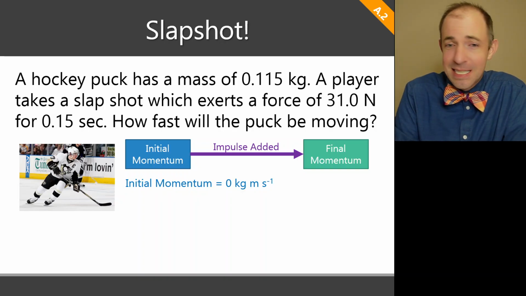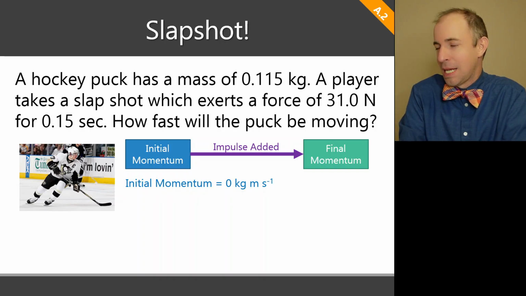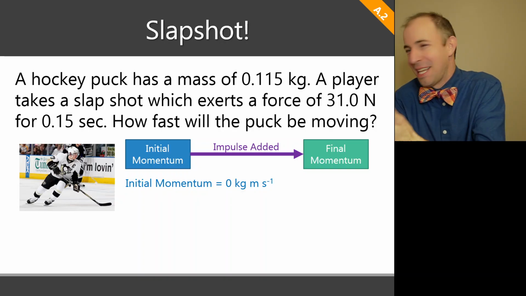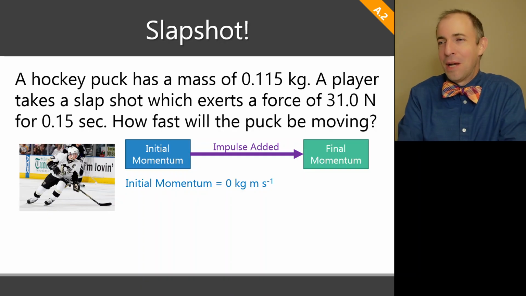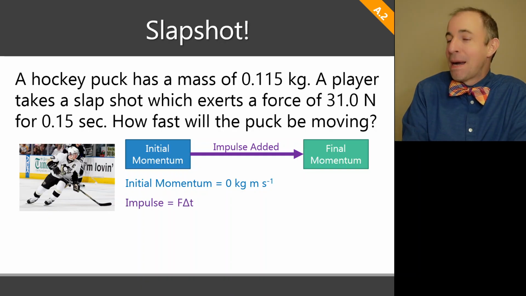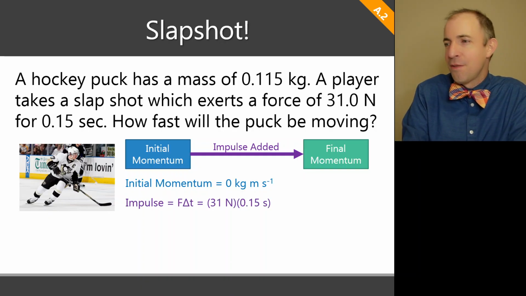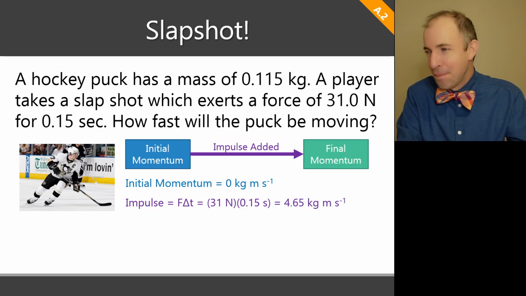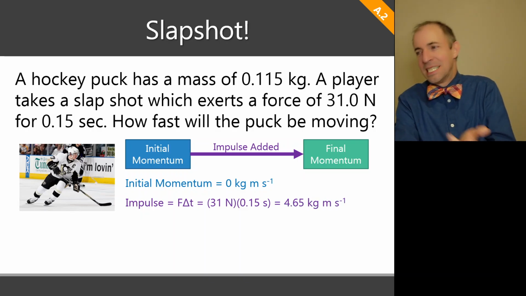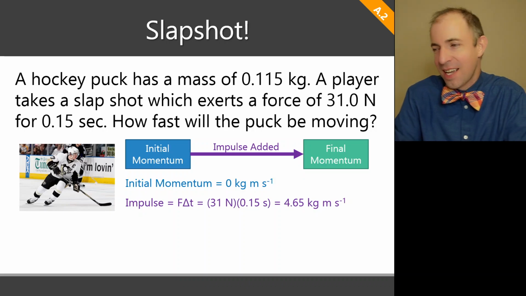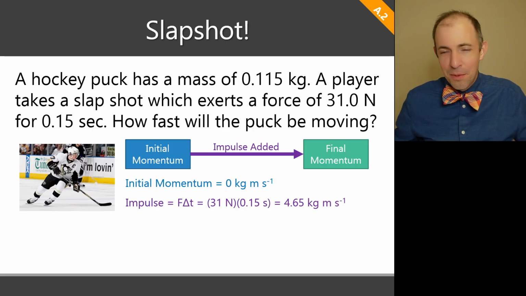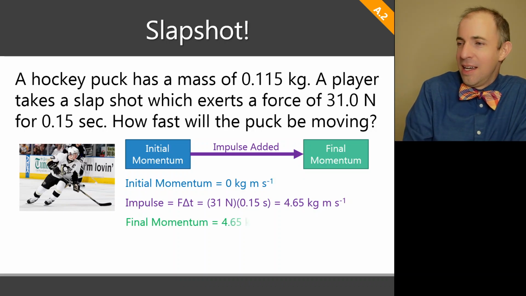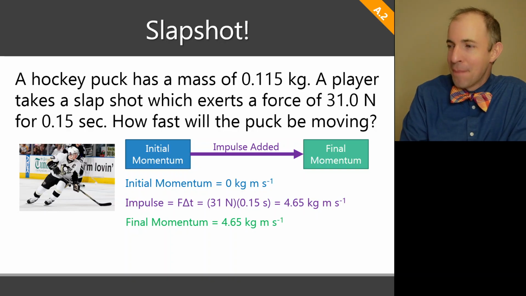My initial momentum is 0 kilograms times meters per second. We're going to assume that it's not moving, a stationary puck situation, taking that slap shot. My impulse here is force times time. The force is 31, the time is 0.15, so my impulse is 4.65 kilogram meters per second, or newton seconds, whichever you prefer. They're interchangeable.